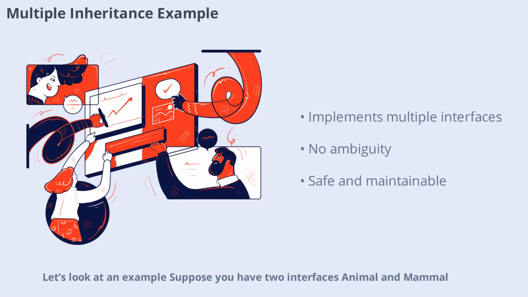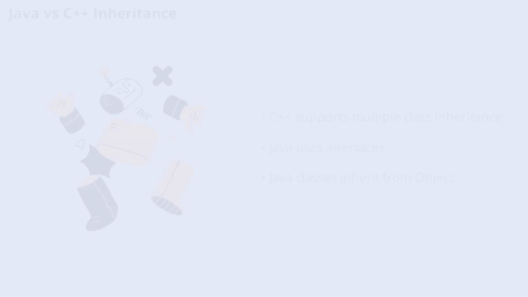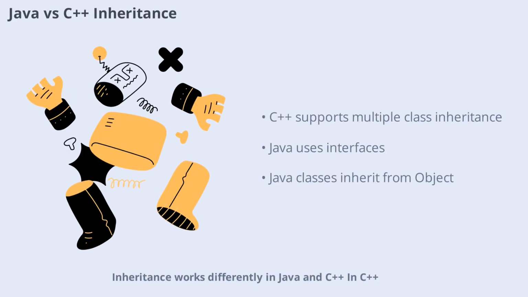Let's look at an example. Suppose you have two interfaces, Animal and Mammal, each with their own methods. A class dog can implement both interfaces, providing concrete implementations for each method. This way, dog inherits behaviors from both animal and mammal. Java's interface-based approach to multiple inheritance ensures there's no confusion about which method to use, making your code safer and easier to maintain.